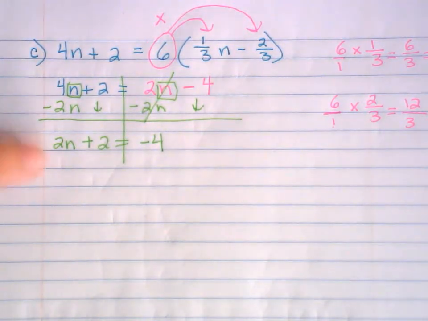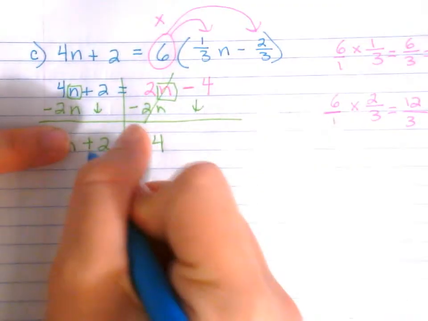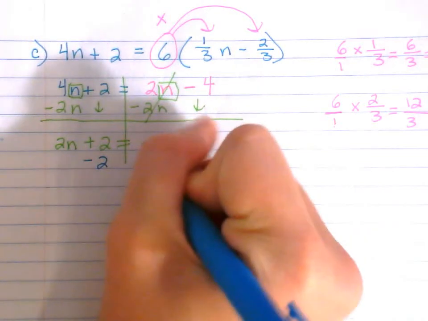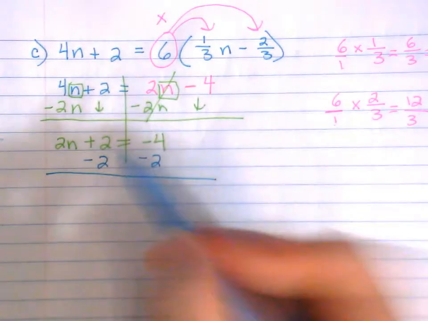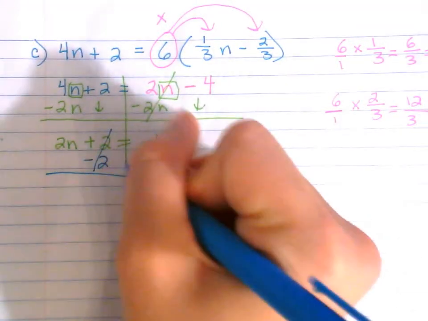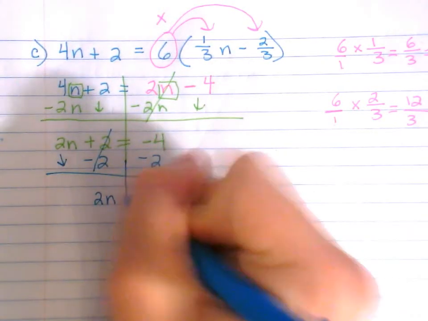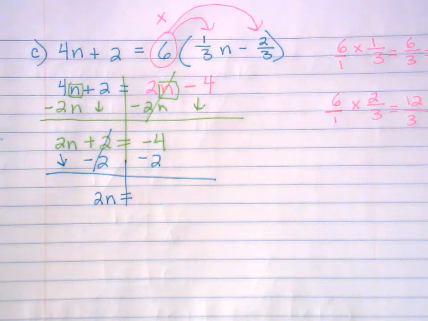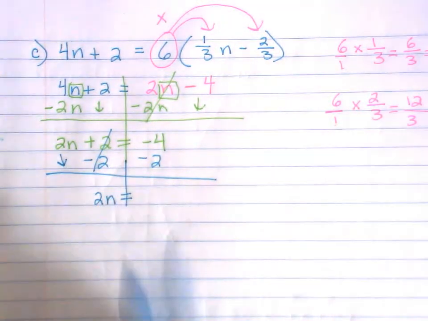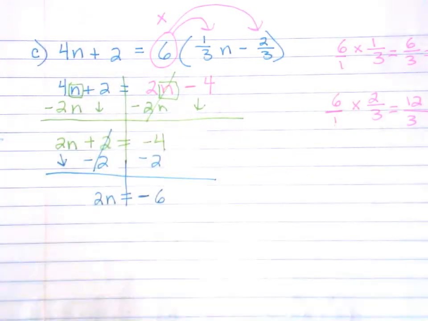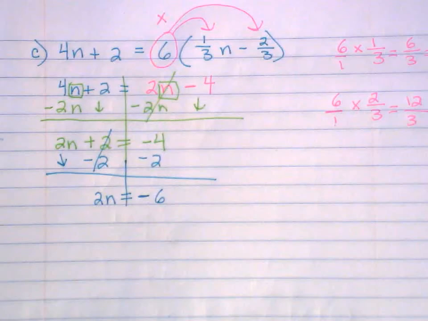Okay, so we got to get this variable by itself. So we need to move this plus 2 over there by doing the opposite, minus 2. Well, 2 minus 2 is 0, so that just leaves us with the 2n on this side. Negative 4 minus 2, same signs add. They're both negative, so you keep the sign. 4 plus 2 is 6. So 2n equals negative 6.